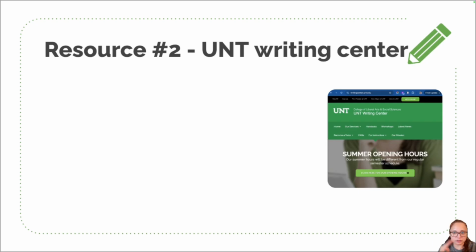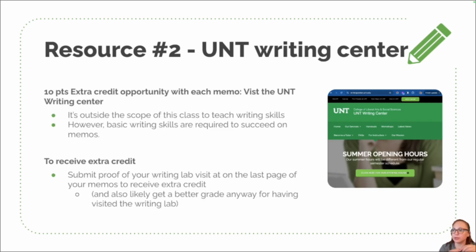The second resource, though, is the Writing Center, and I've already plugged both of these labs, but you can get 10 points extra credit by booking a one-on-one session with them. Review the Lecture 1 video if you need more details on how that extra credit session works. I really urge you to take advantage, because you're going to get 10 points extra credit, and your memo will also be better. So it's win-win. But to receive that extra credit, you're going to have to submit proof of your writing lab visit as that last page. And again, we talked about what proof might entail in the first lecture video, so just review that if you need to.